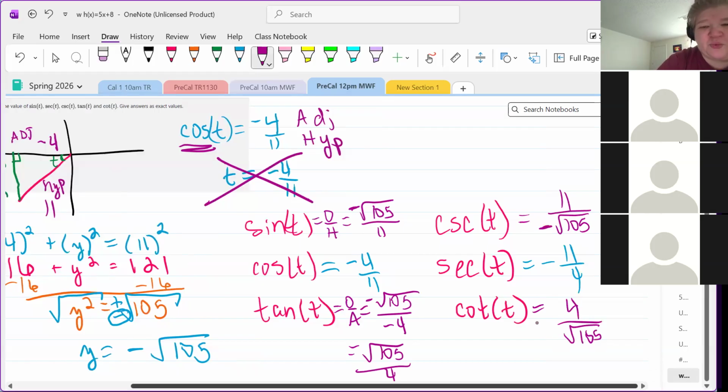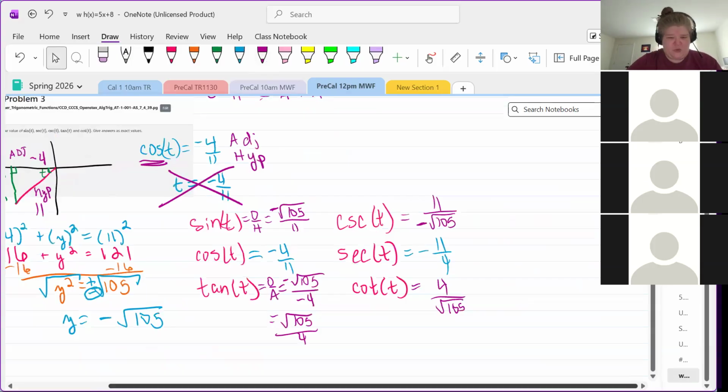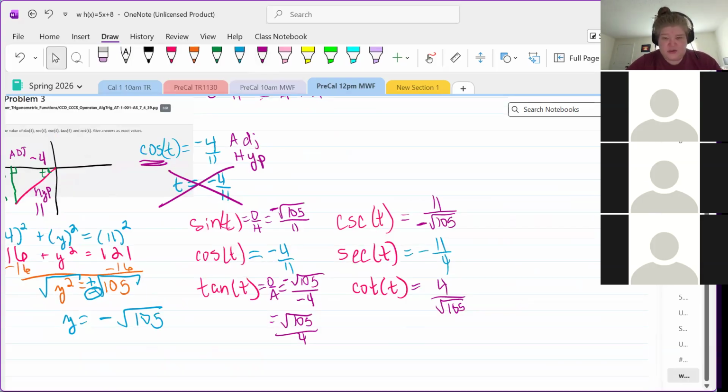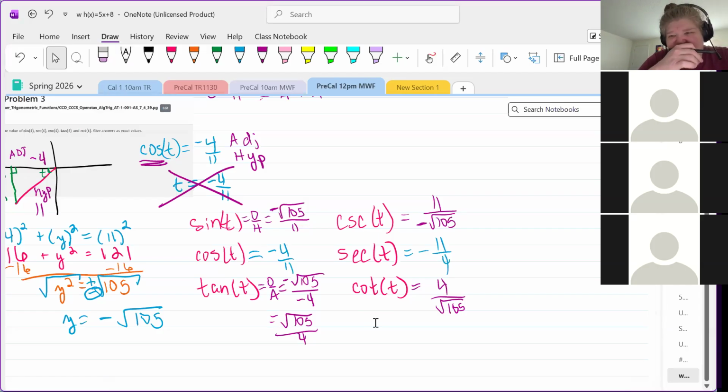Now, WebWork may want you to rationalize those two answers there. So I'm going to go type that in real quick and see what WebWork wants. Let's see. Cotangent 4 divided by square root 105. No, it took 4 over square root of 105. Cool. On the test, certainly I will take it unrationalized. Although I think on the test, this one is multiple choice actually. So I just say whichever answer is equivalent.